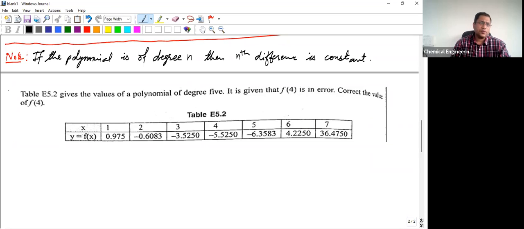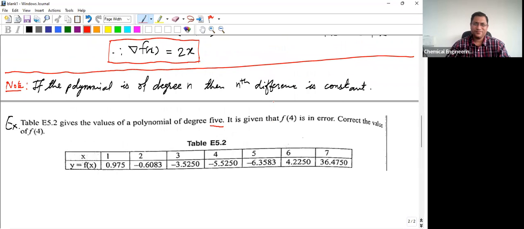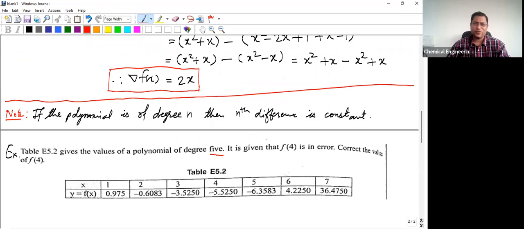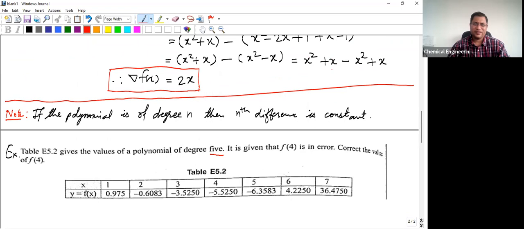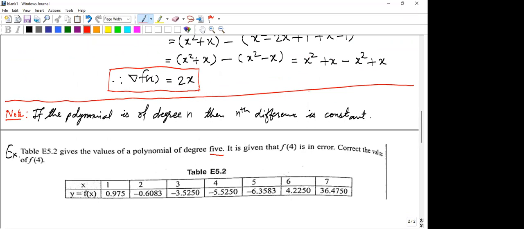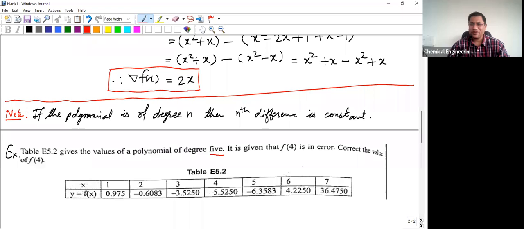Okay, so see, we have the example. This table gives the values of a polynomial of degree 5. So from this, what can you say? These are the values for the polynomial of degree 5. So what do you get? Its fifth difference will be constant, isn't it? Its fifth difference is going to be constant.